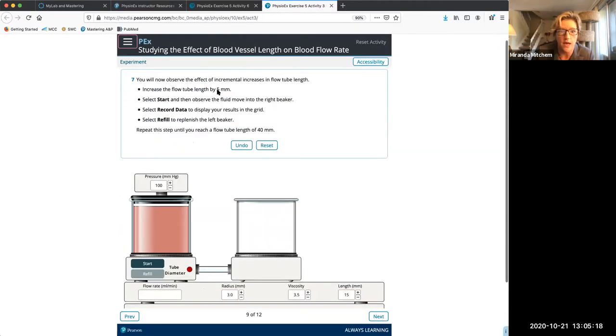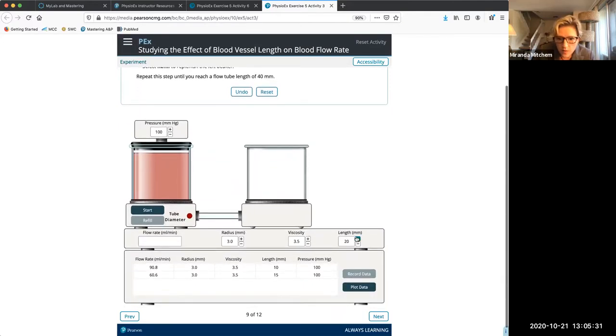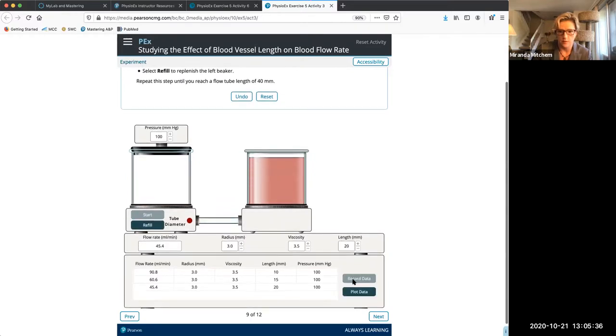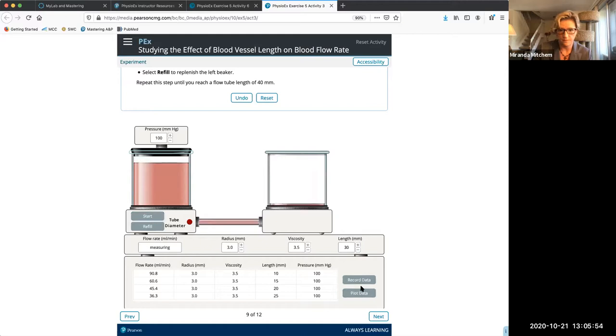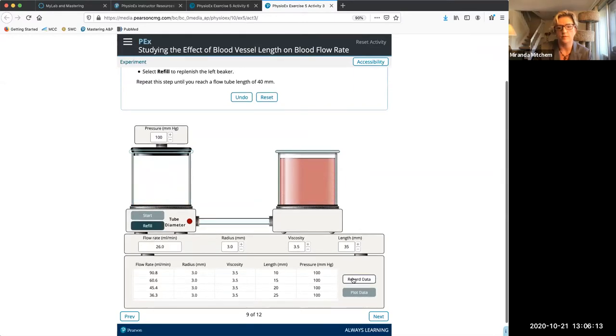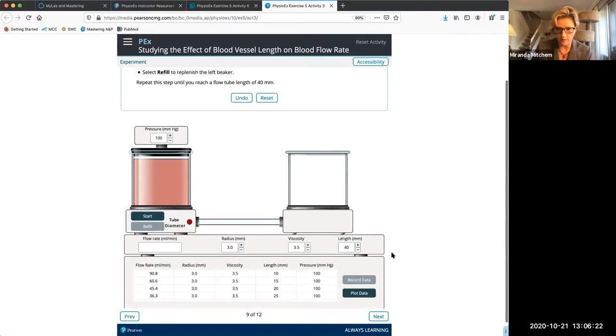Now we're going to increase it by 5 millimeters all the way up to 40. Wow, that's a big increase. So 20, let's start. Record. We'll look at the data after we get done. Now we're going to go to 25. 30. 35. And the last one with a vessel length of 40 millimeters, if I can get there.